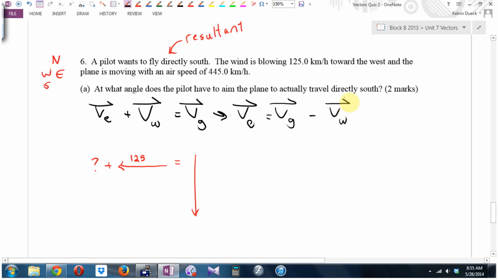Right? How do I subtract vectors? I don't. You know what I'd do instead? Add the opposite. So you ready? Ground velocity. I don't know how big it is, but what direction is it? South. So, you know what? I'll use a different color. Draw that. I'll call that V ground. Wind velocity to the west. What would negative wind velocity be?